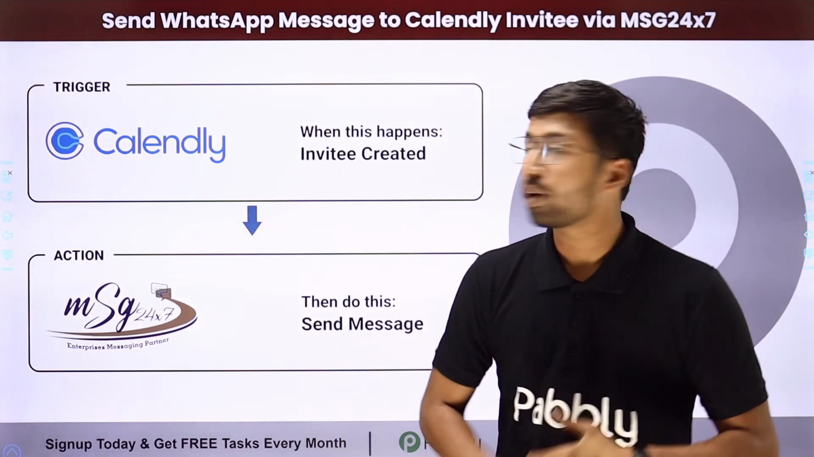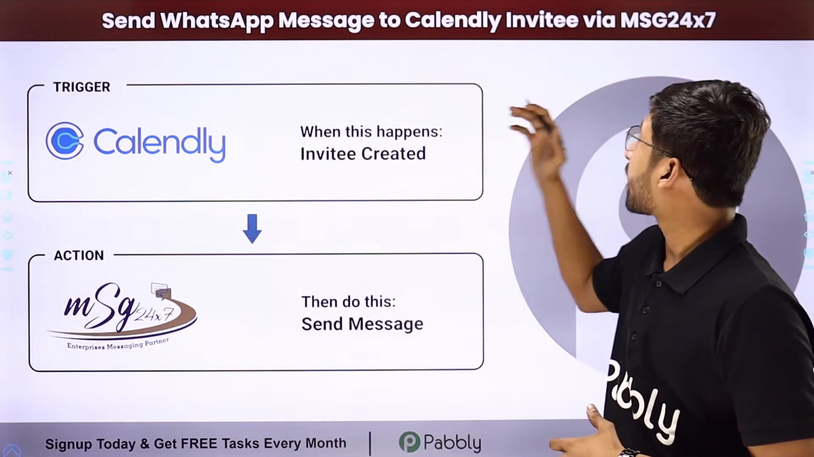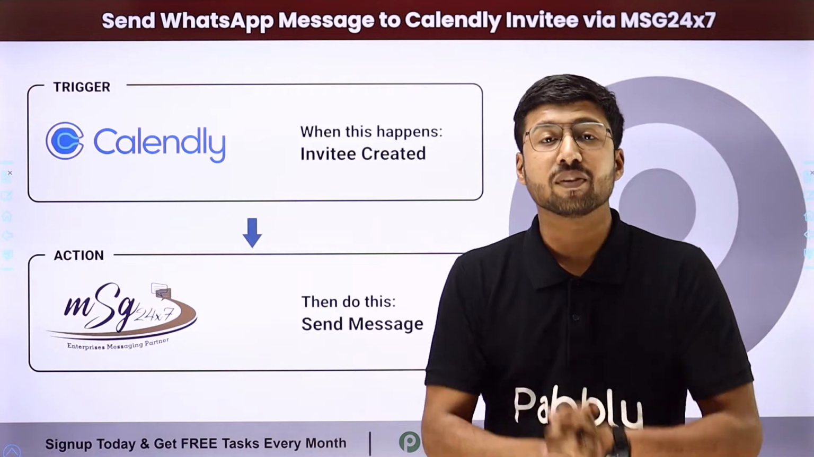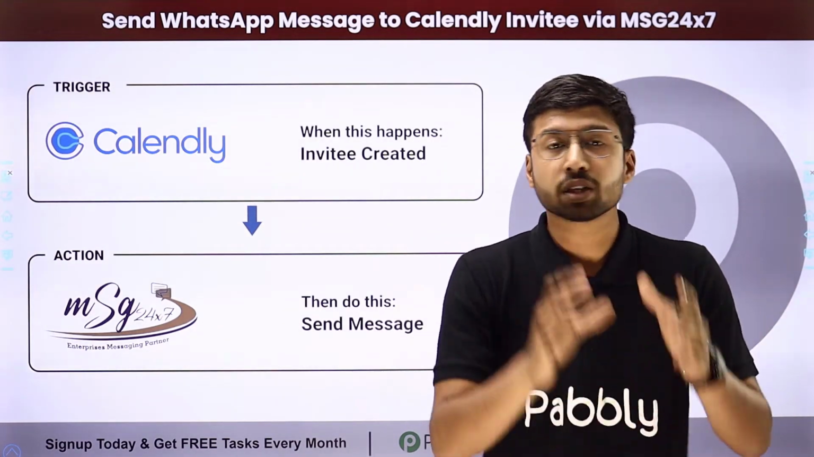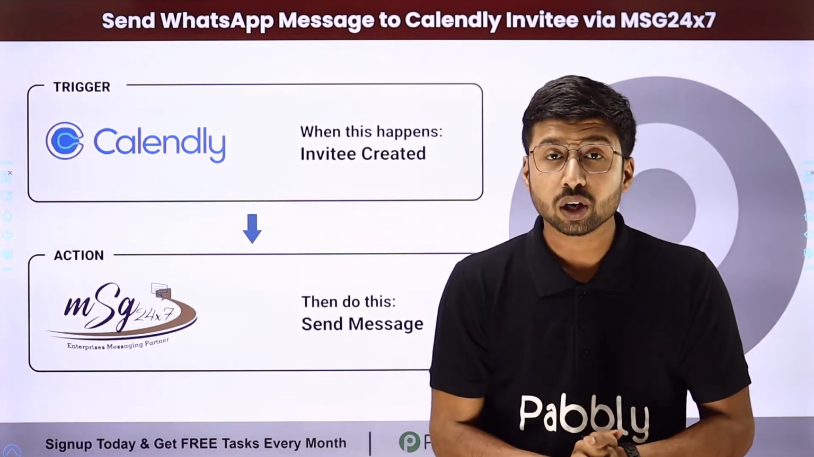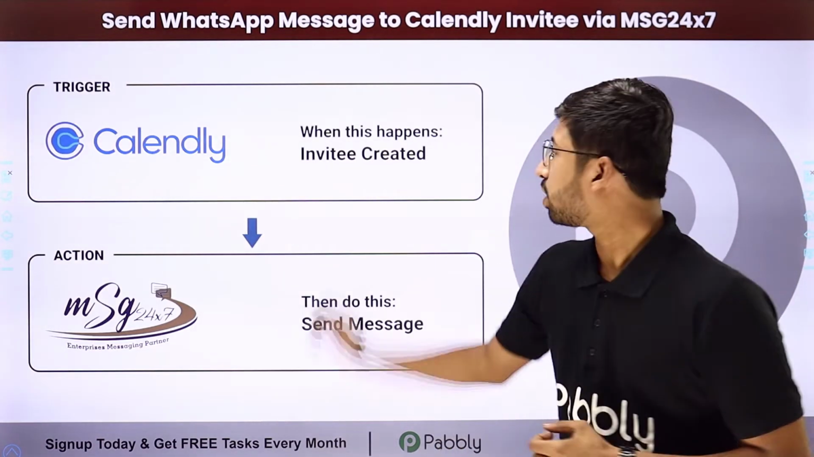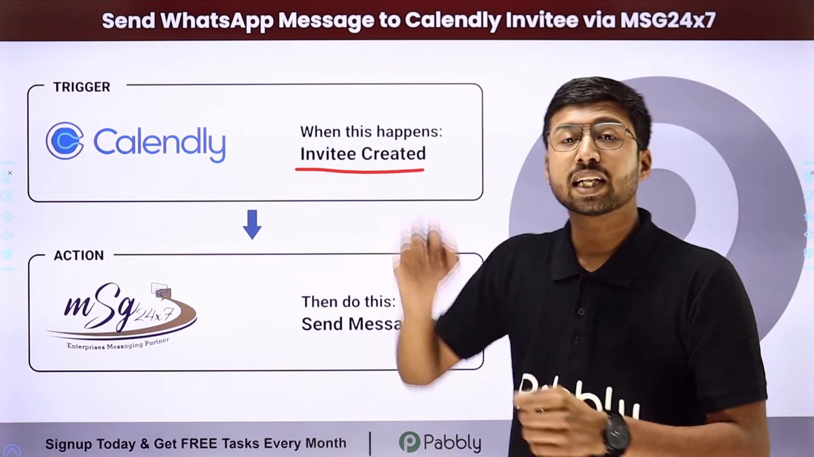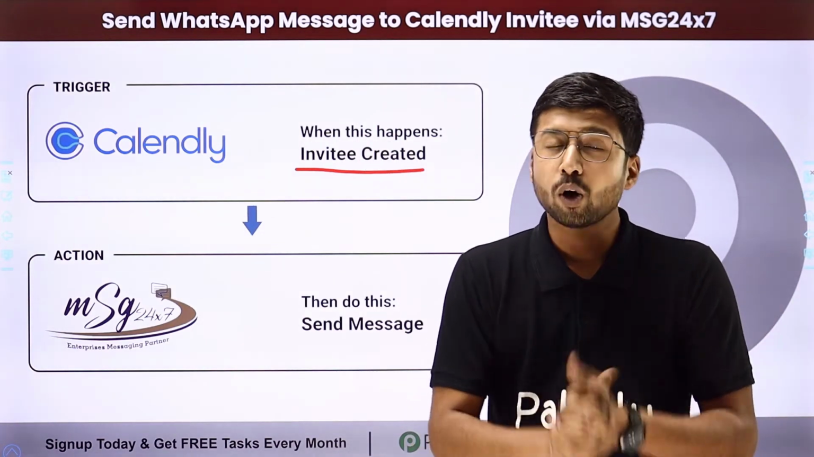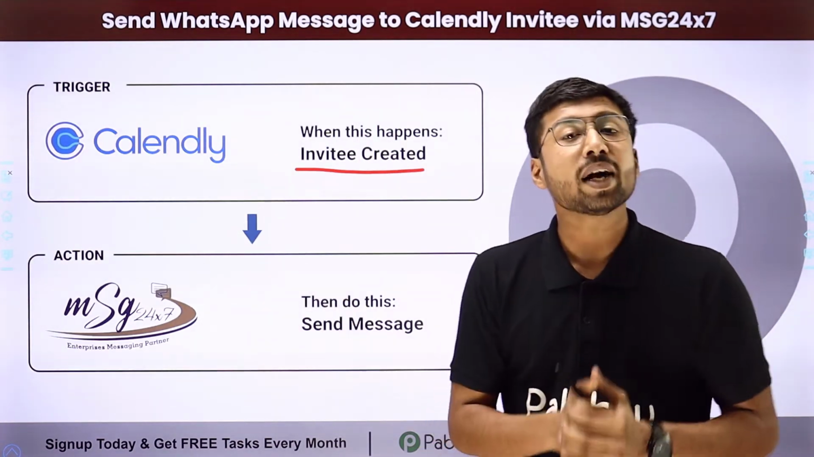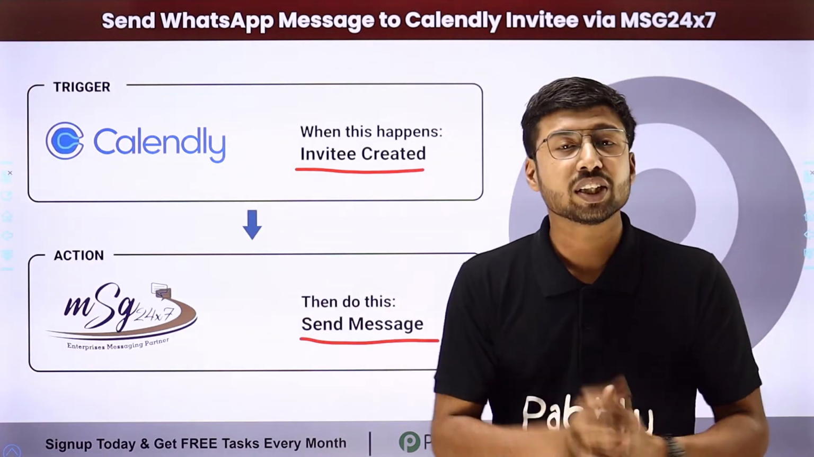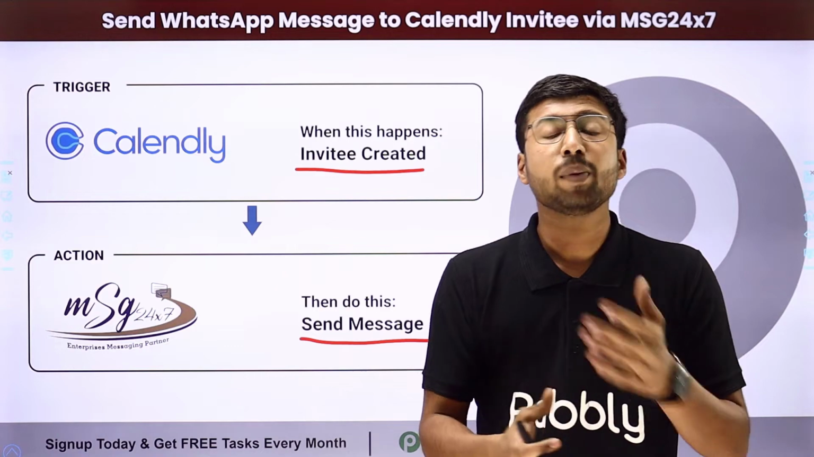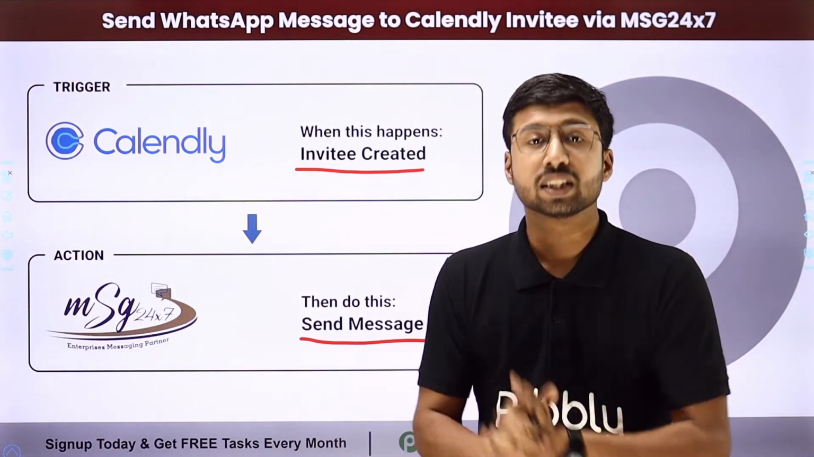So in this video, we are going to learn how to send WhatsApp message to Calendly Invitee via MSG24x7. So if you're using Calendly to get appointment bookings from your user, this automation is going to help you a lot. Whenever a user is going to book an appointment with you on Calendly, automatically using MSG24x7, we are going to send them a WhatsApp message as a confirmation that the appointment is successfully scheduled with all the other details.